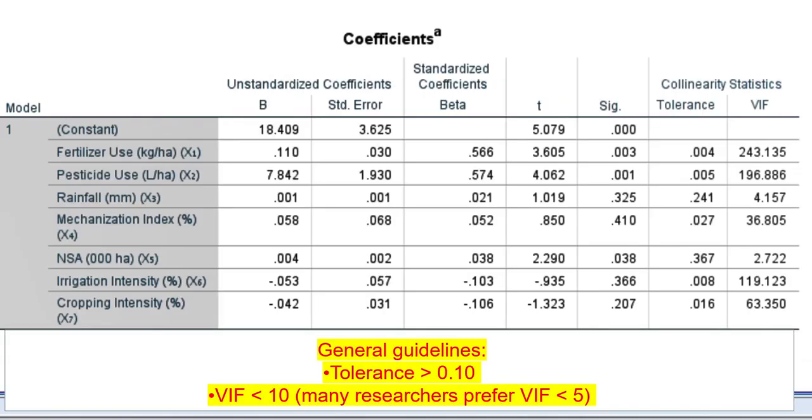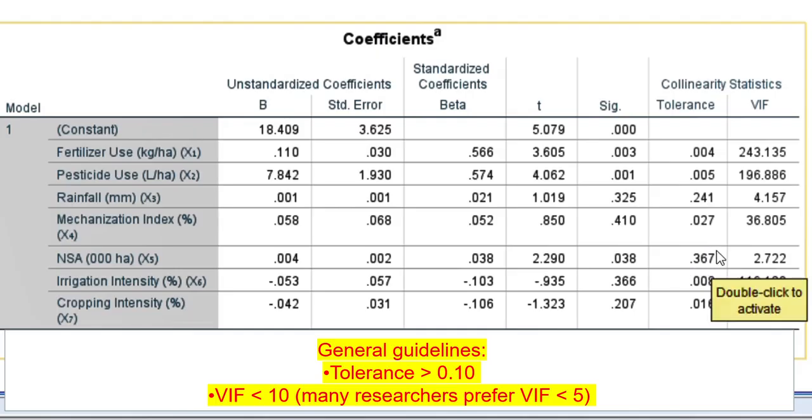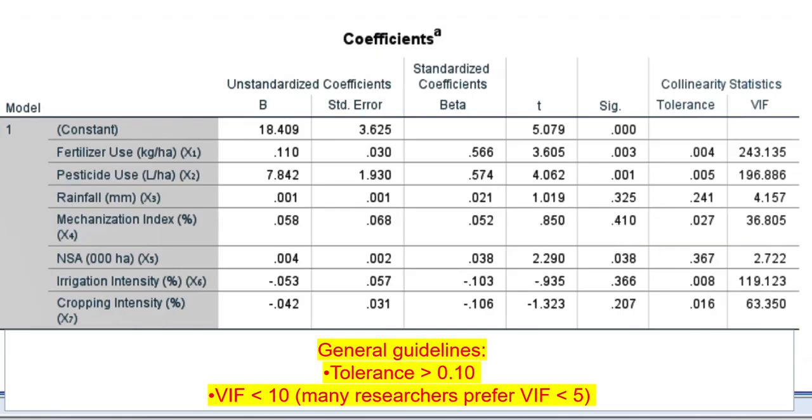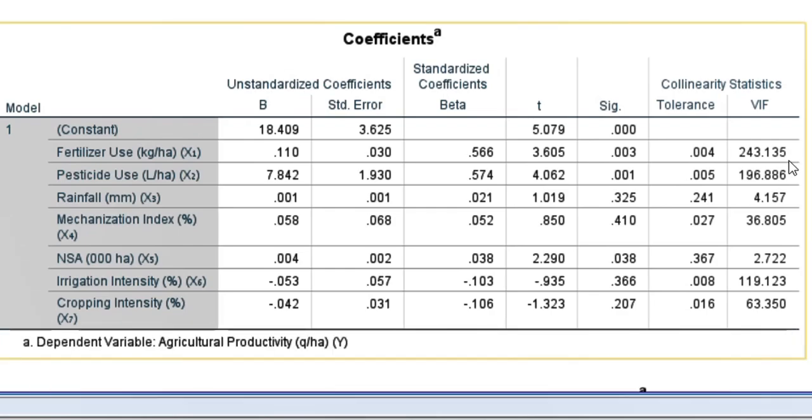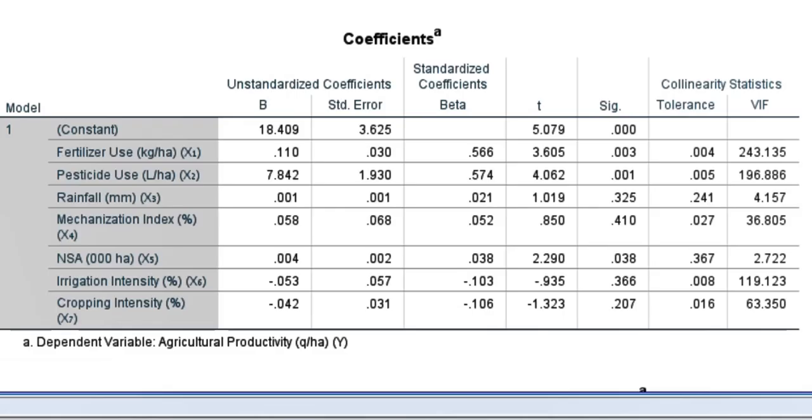For tolerance, the value must be more than 0.01. In this example, the value of rainfall and net sown area is more than 0.01, but both values are not statistically significant. On the other hand, the variance inflation factor must be less than 10. The values of both tolerance and VIF indicate that in this example there is a multicollinearity effect.